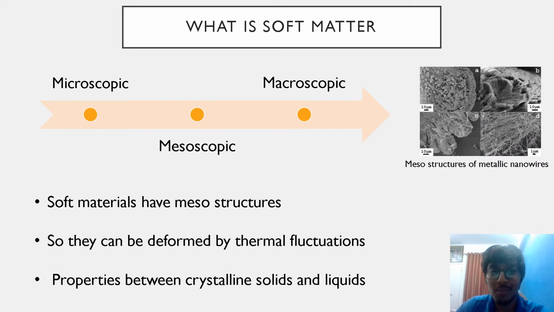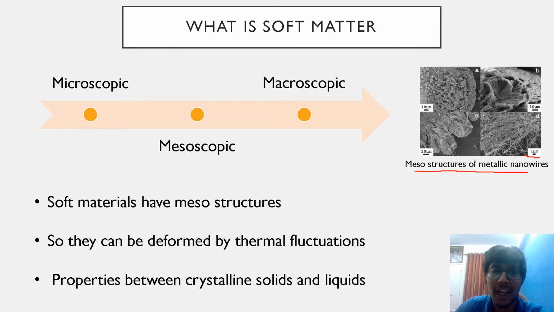Alright, so all materials can be classified based on three length scales. Microscopic, which corresponds to interatomic or intermolecular distances, mesoscopic, which is usually around 100 to 1000 nanometers, and then macroscopic, which is anything larger than that. The picture you can see here is actually mesostructures formed by self-organization of metallic nanowires. And you can see the length scale actually matches that of mesostructures.